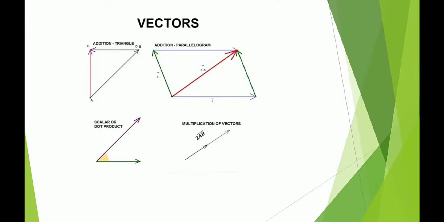Vectors. You can see the pictures in these.